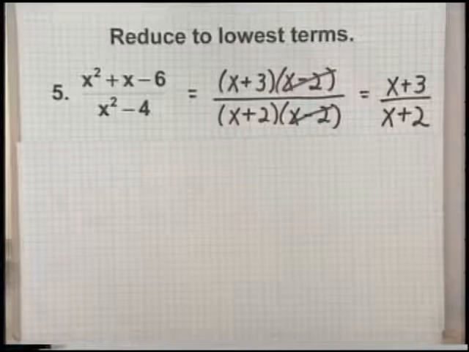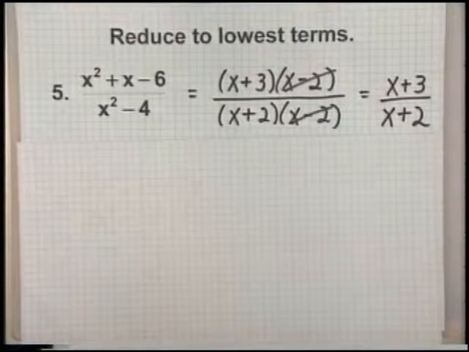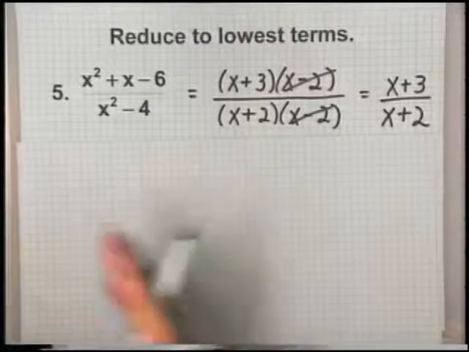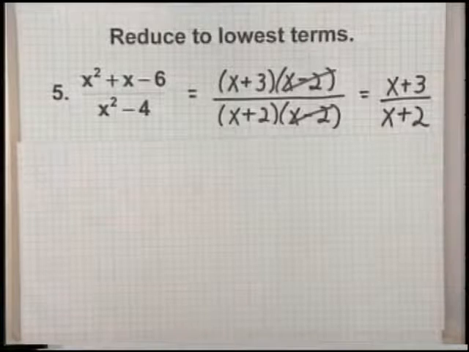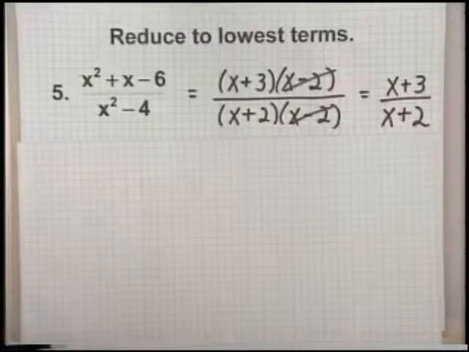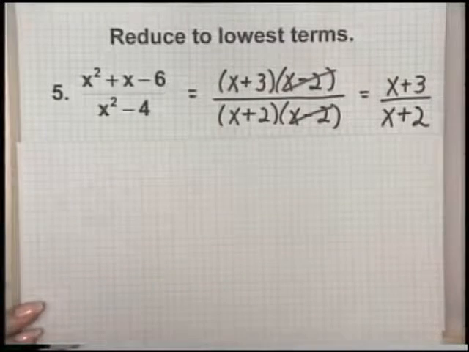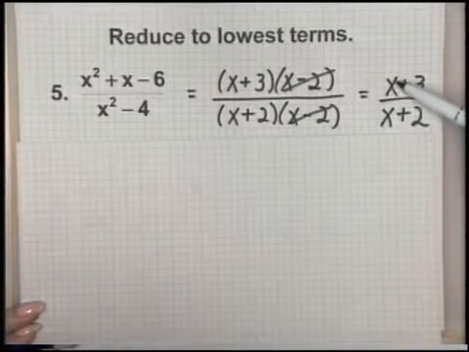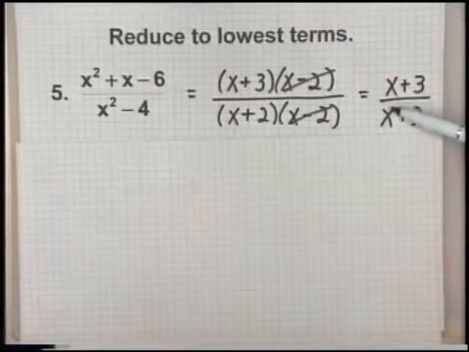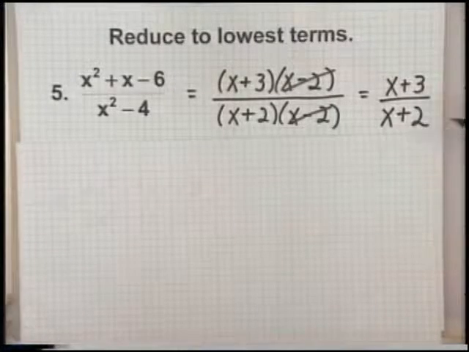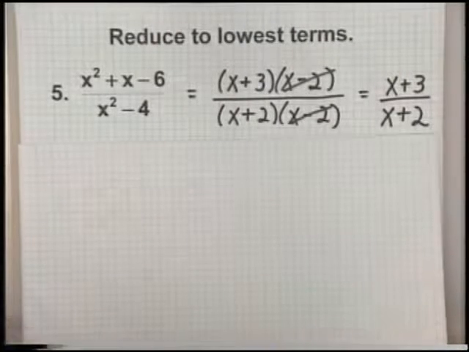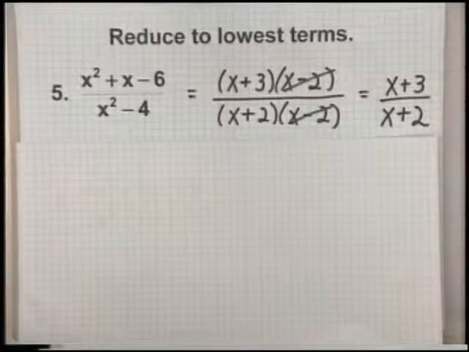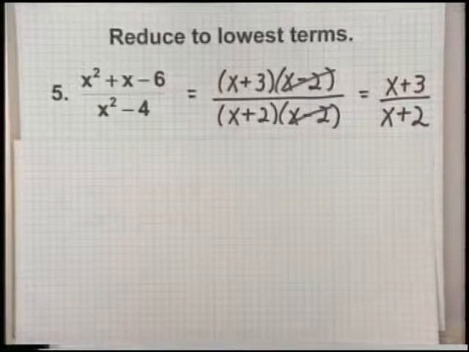Now, is this reduced to lowest terms? Are there any more common factors? The only common factor for this numerator and denominator is 1, so it is reduced to lowest terms. Do not be tempted to divide out the x's. The x's are terms, and we may not divide out terms. We may only divide out common factors.